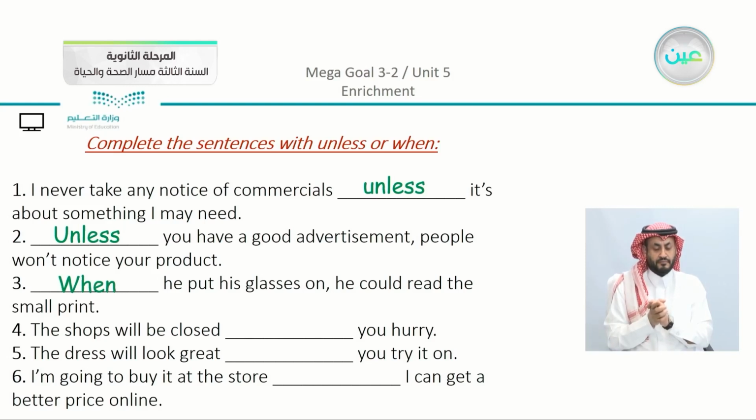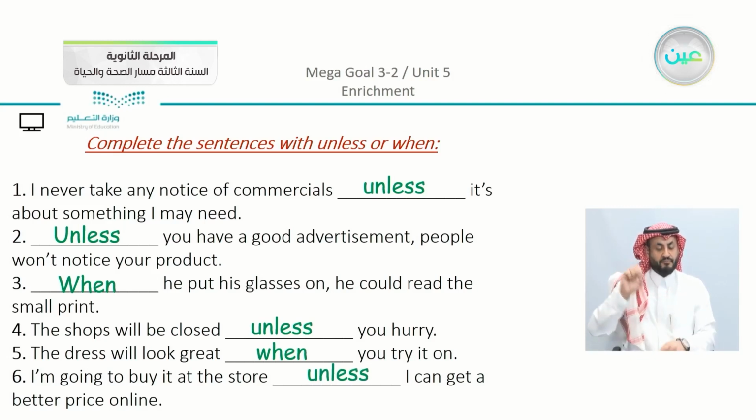The shops will be closed, you hurry. So we have here, the shops will be closed unless. There is a negative meaning here. They will close unless you hurry. It's something that you don't want to happen. Number 5, the dress will look great when you try it on. And number 6, I'm going to buy it at the store unless I can get a better price online. Here you can see that there is another meaning. Okay, I'm going to buy it unless I find a better price.